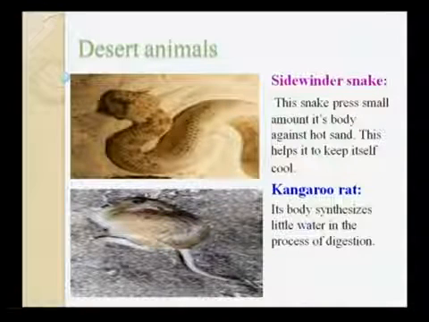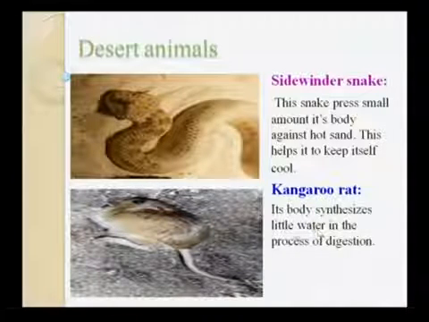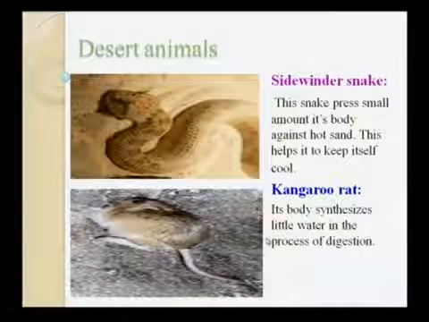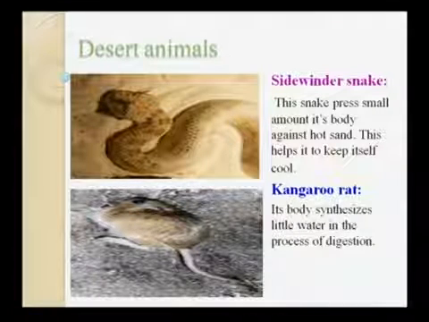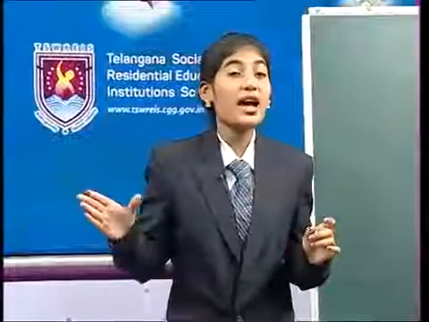So what's the adaptation of this kangaroo rat? Its body synthesizes a little water in the process of digestion. That is the reason it is able to survive its whole life without water. Friends, listen, its whole life without water. Do you know that it can survive its whole life without water because its body synthesizes a small amount of water in the process of digestion? That is the reason it can survive its whole life without water.